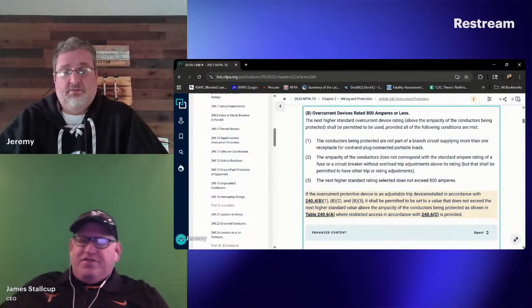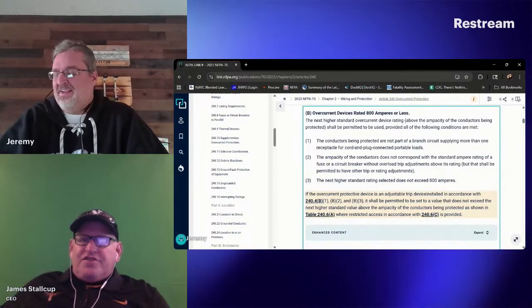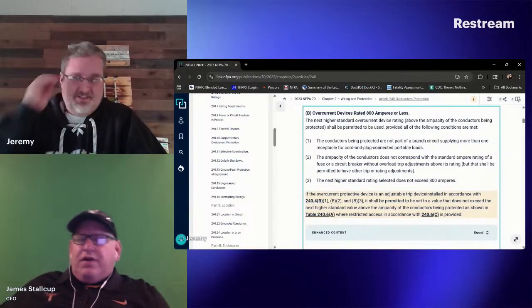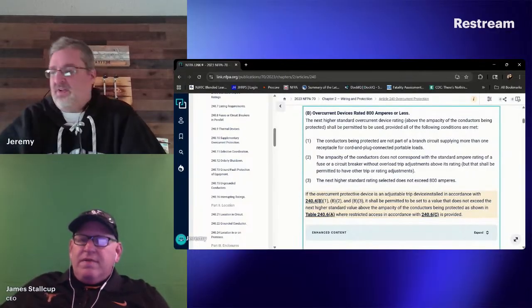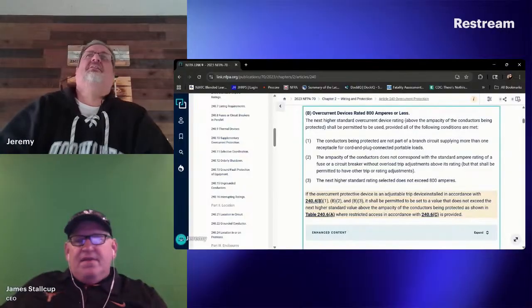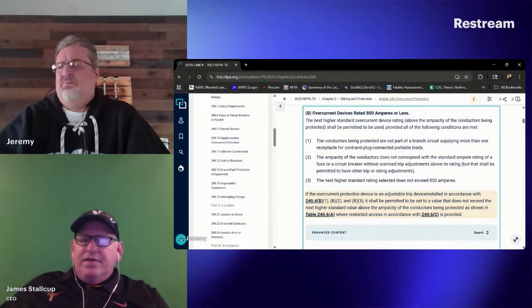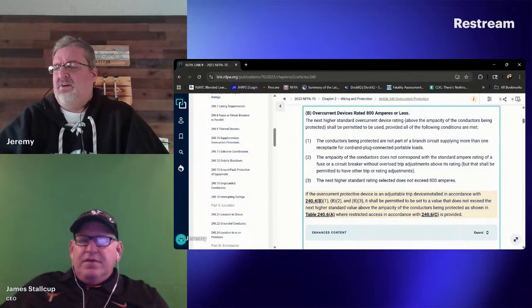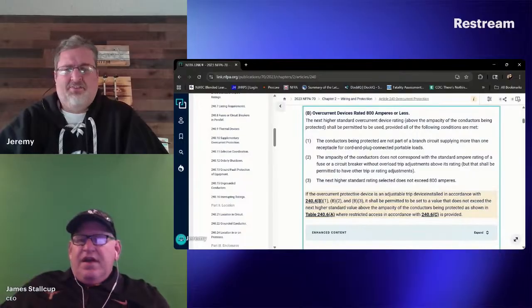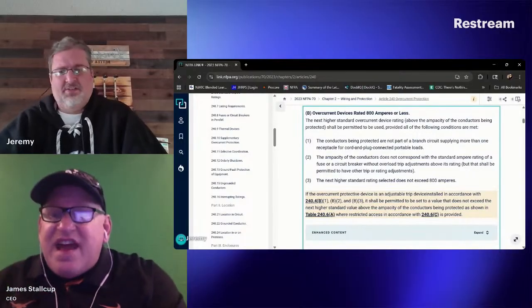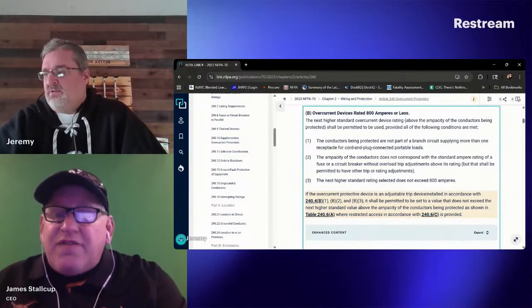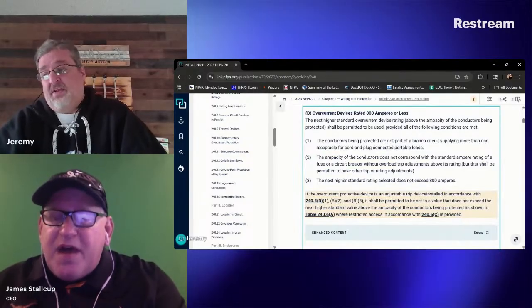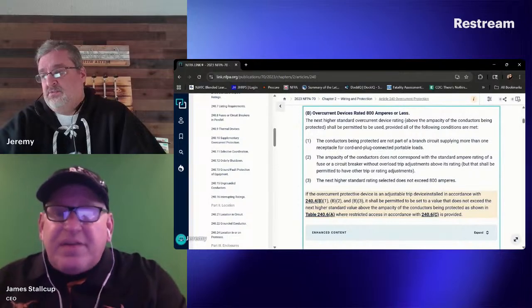You got two options there. So what two options? There's two options. I can protect the conductor or the load. You can protect the conductor or you can protect the load. That's right. But where does it say anything about protecting a load in 240.4? All it talks about is conductor protection: next standard overcurrent device rating. The next size above that 60 amp. Or it says above the ampacity of the conductors being protected, which is 70.